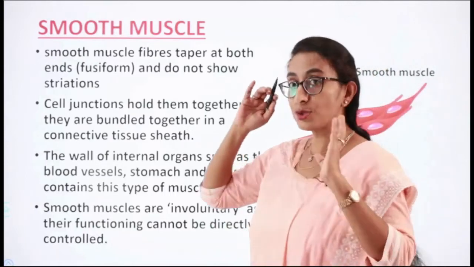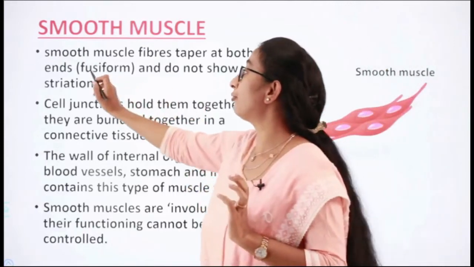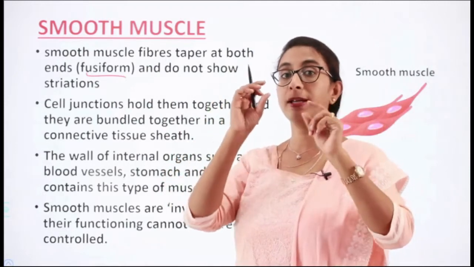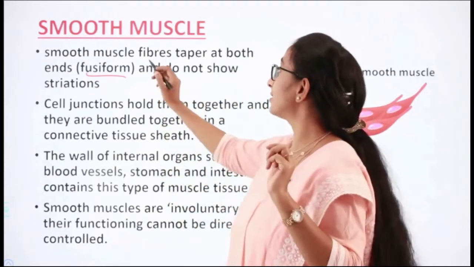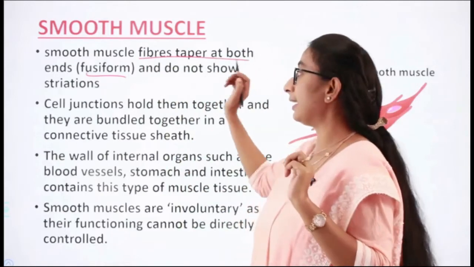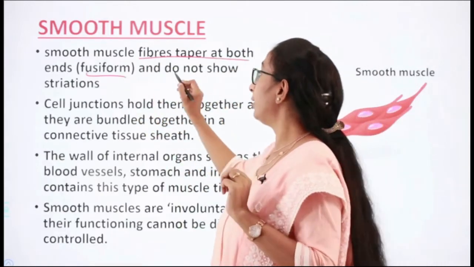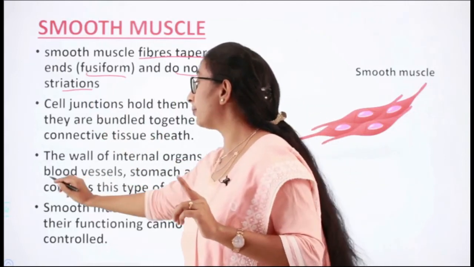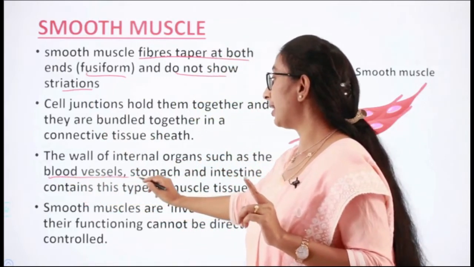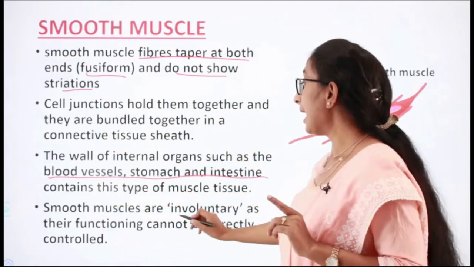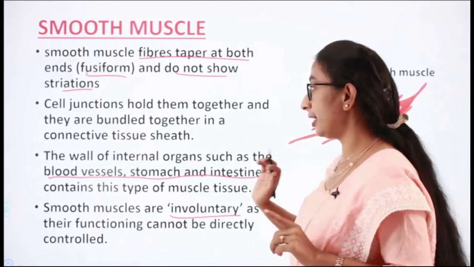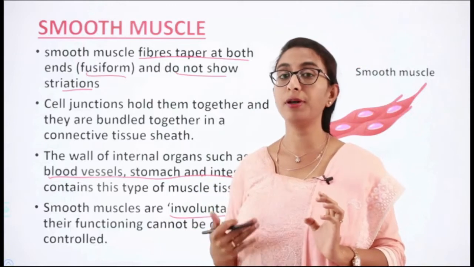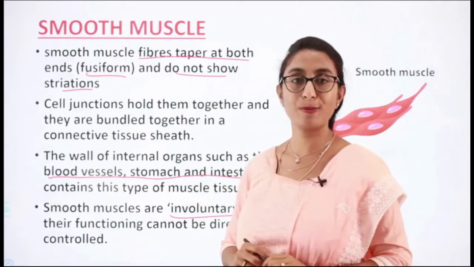So as soon as you think about smooth muscle, you have to remember the fusiform nature, that is, you can find the cell tapering at the ends. The smooth muscle fibers taper at the end, that is called as fusiform, and they do not show striation, that is important, and where they are located, that is in blood vessels, stomach and intestine, and they are involuntary in nature. So these are very important points which you must remember when you are studying smooth muscles.